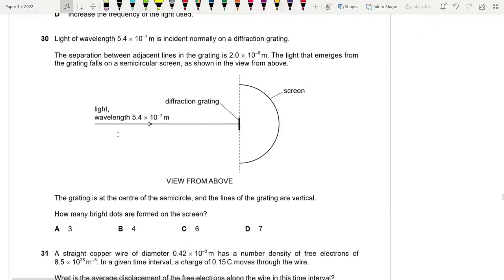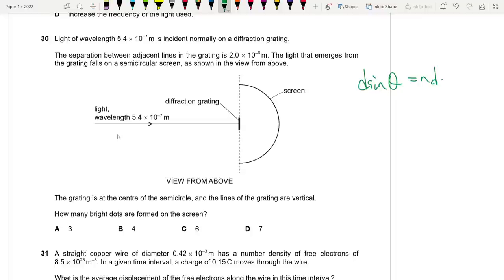30. Light of wavelength 5.4 × 10^-7 is incident normally on a diffraction grating. So we're going to go for d sin theta equals n lambda. The separation between adjacent lines in the grating is 2 × 10^-6 meters. The light that emerges from the grating falls on a semicircular screen as shown in the view from above. How many bright dots are seen? So we want to find out the maximum number of lines.